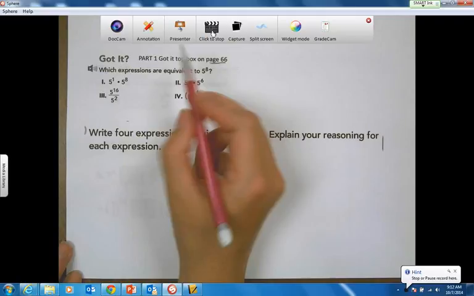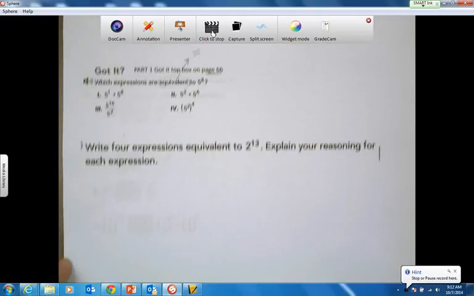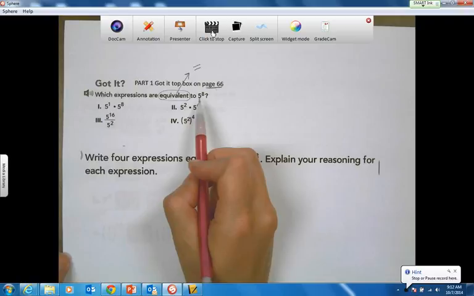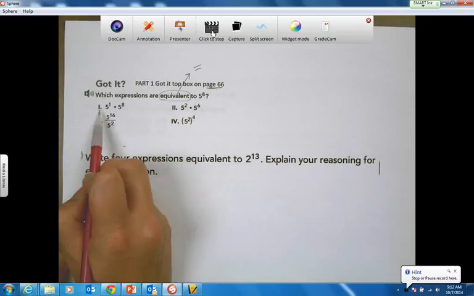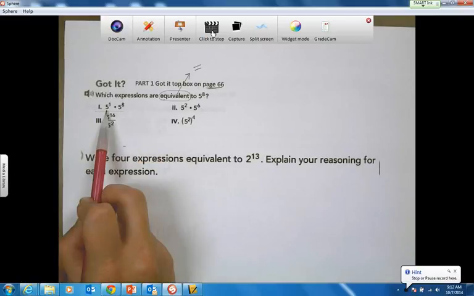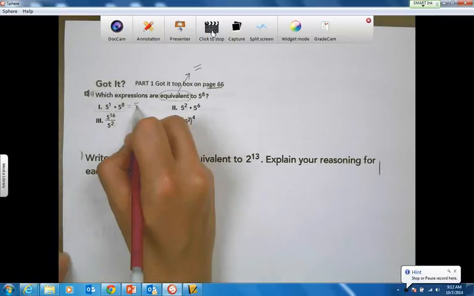What am I supposed to do here? Add them. So this would be 5 to the 8th. That is equivalent. So we're going to circle this one. Okay, what about 5 squared to the 4th? What do I do with powers? Two powers, distribute. Multiply. If I had more, I would distribute. So this would be 5 to the 8th, and that would be equivalent.